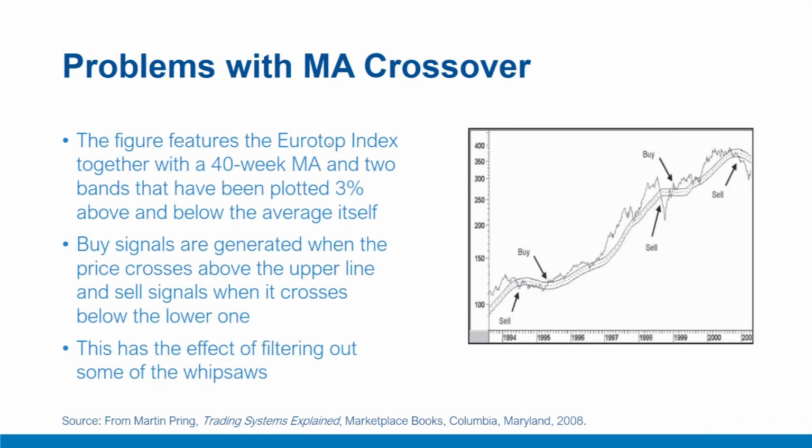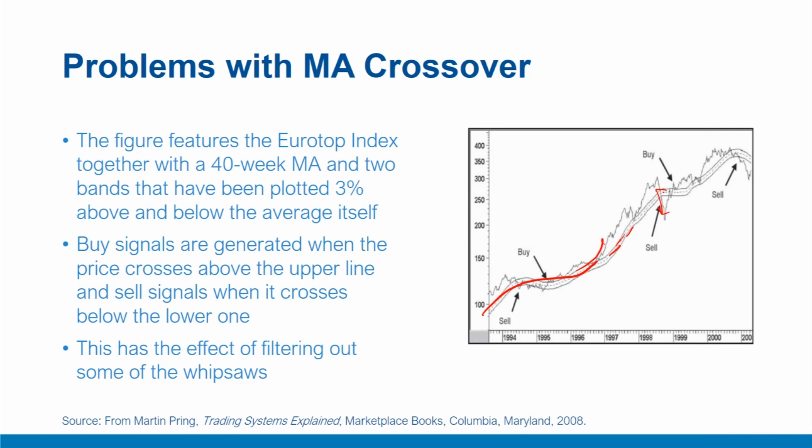The figure here features the Eurotip index with the 40-week MA, and two bands that have been plotted at 3% above and below. So the two bands are there, below and above the average itself. Buy signals are generated when the price crosses above this line, and sell signals are generated when it crosses below.